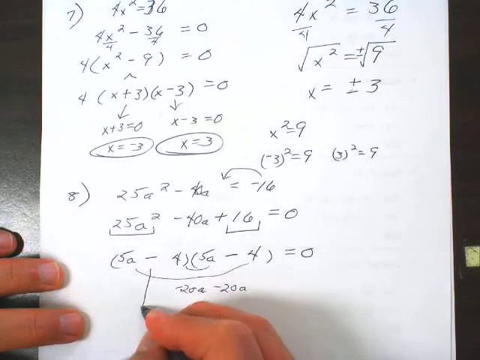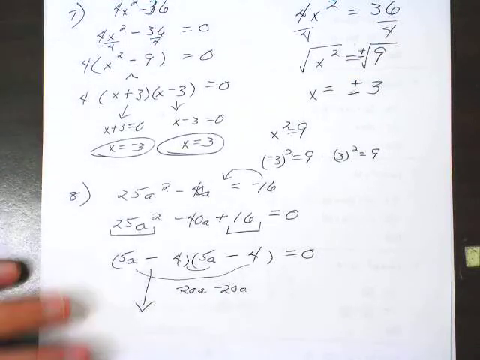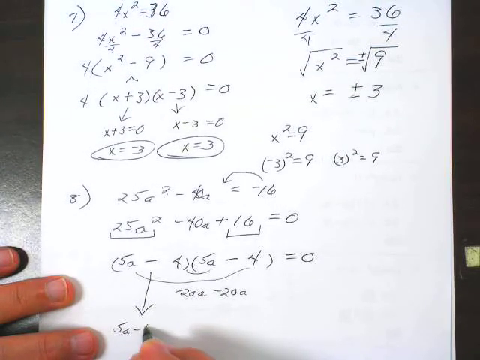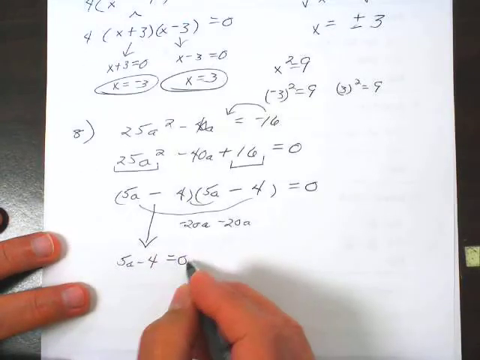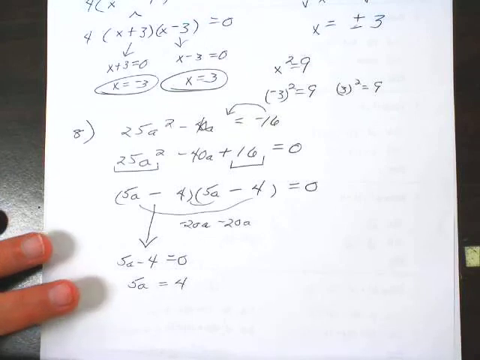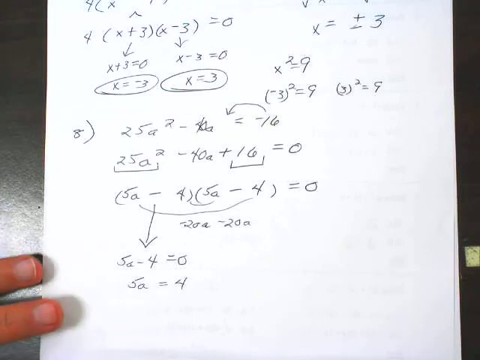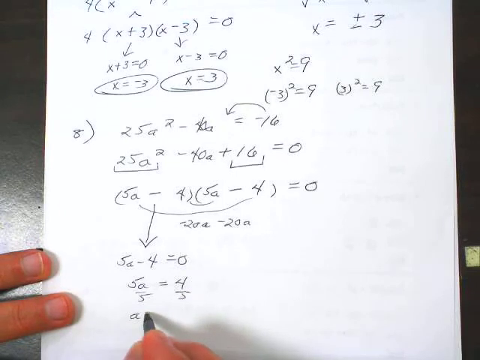But for what we're doing, if it's going to be exactly the same, I only really need to do one of them. So 5a minus 4 equals 0. Add 4. That would bring the 4 over there to be positive 4. Divide by 5. And a equals 4/5. And that's my answer.